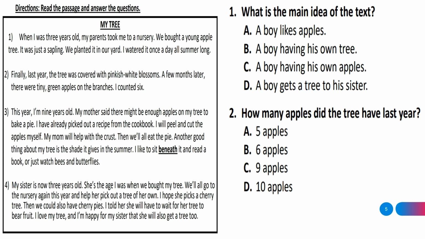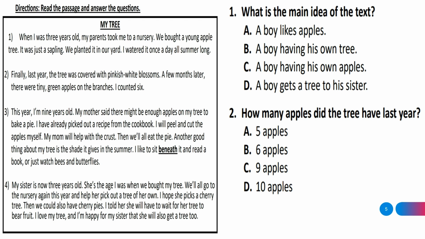And he's talking also about his 3-year-old sister that went to the same nursery, and she may get another tree. So here the idea is talking, or let's say the text is talking about a boy who got or having his own tree. And this is the answer of question number 1. What's the main idea of the text?